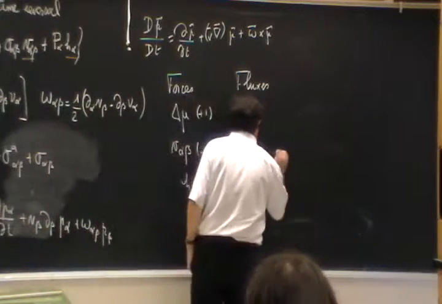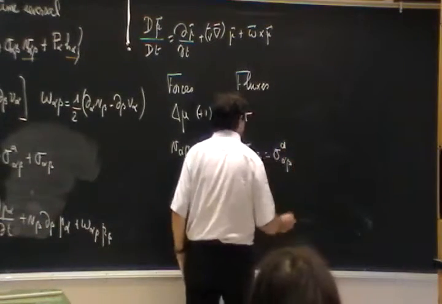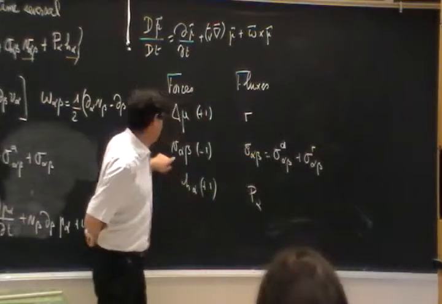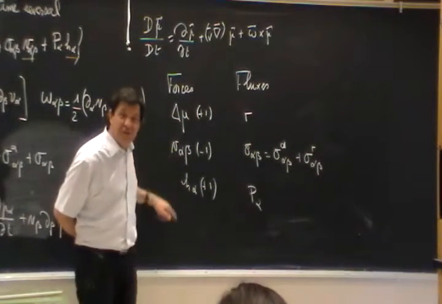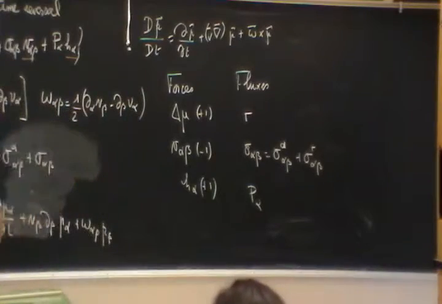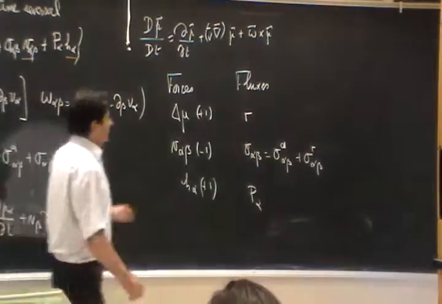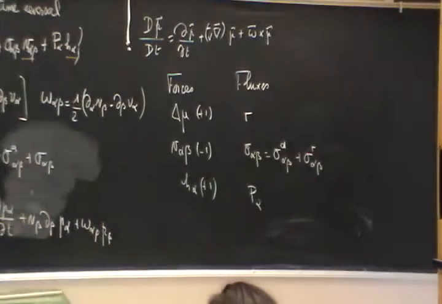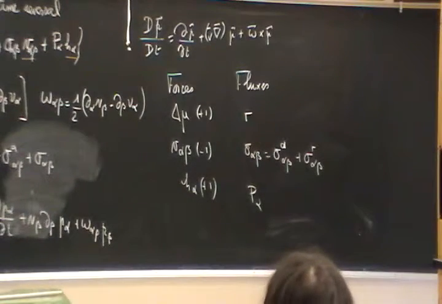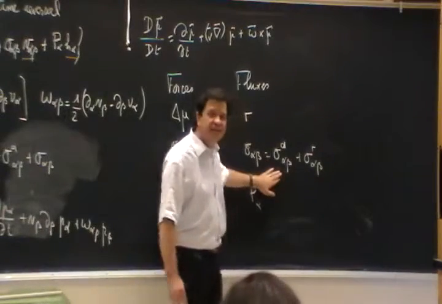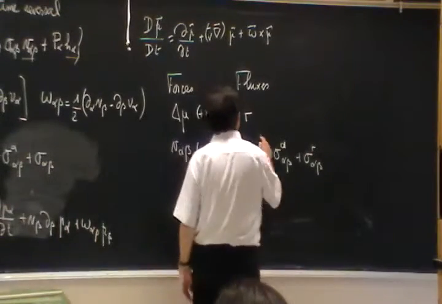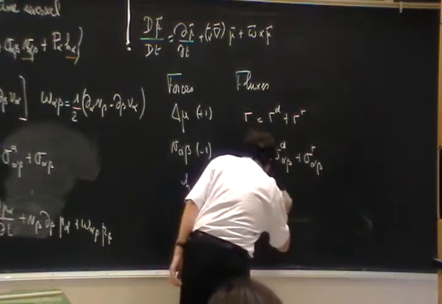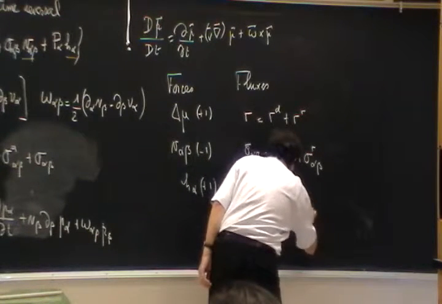So I write this as sigma d alpha beta plus sigma r alpha beta, where sigma d has the same signature as the force. So if I do the experiment forward and backward, I dissipate energy in both directions. This has an opposite signature to V at this time, which means if I do the experiment both ways, I get back the energy that I spent in the first way. So this is elastic, this is dissipative. And I can do it for all of these. So R is equal to R dissipative plus R reactive. P alpha is equal to P alpha dissipative plus P alpha reactive.